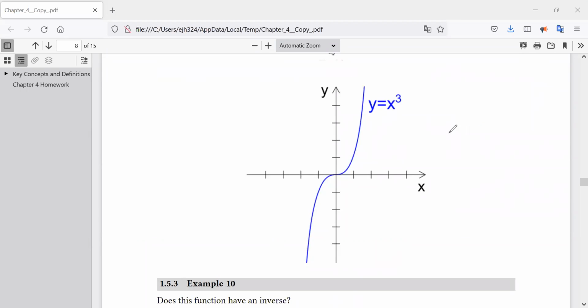the inverse operation for y equals x cubed is just going to be the cube root of x. And that's just because if you do the cube root of x cubed, you get x.